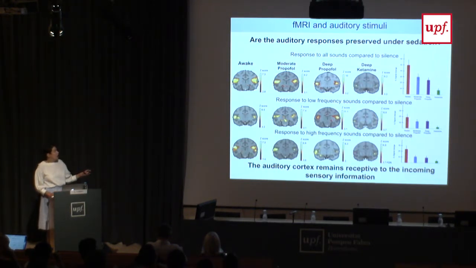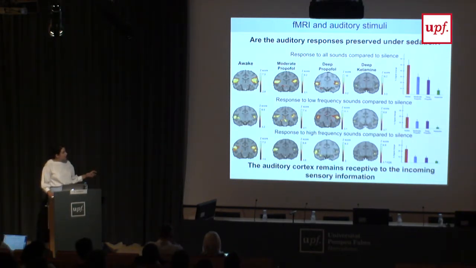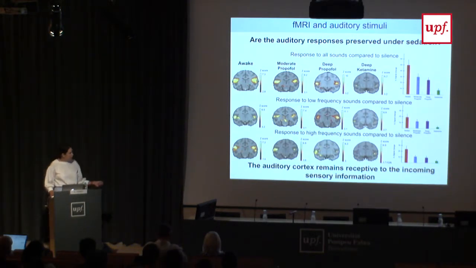When we first presented this very simple auditory stimulus to the monkey, a sound, we compared it to the baseline where there was no sound, in the wake state, under moderate and deep propofol anesthesia, and under general anesthesia of ketamine. We could activate the auditory cortex in the monkeys for all the stimuli, but also for low frequency and high frequency stimuli. So it was possible to have a model in the monkeys that could be used to study auditory fMRI in the wake state and in anesthesia, because the auditory cortex, in the wake state but also under anesthesia, remains receptive to the incoming sensory stimuli.